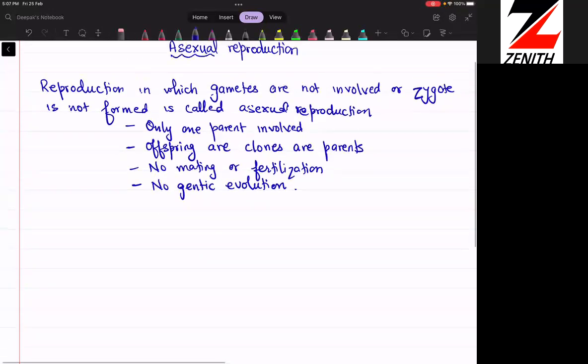So, the first type of asexual reproduction. Anyone? Binary fission. So what is binary fission? The nucleus divides into two parts, so it divides into two parts, producing offspring. When the nucleus divides in two parts, it produces offspring.